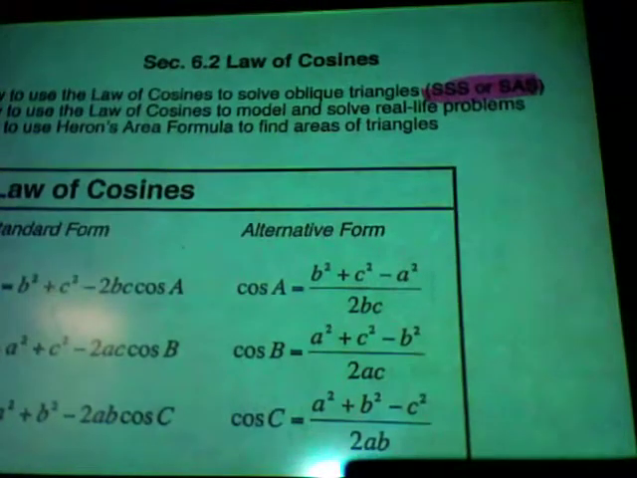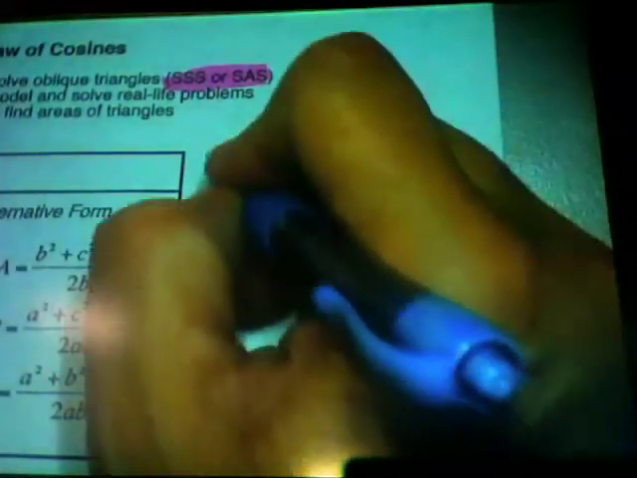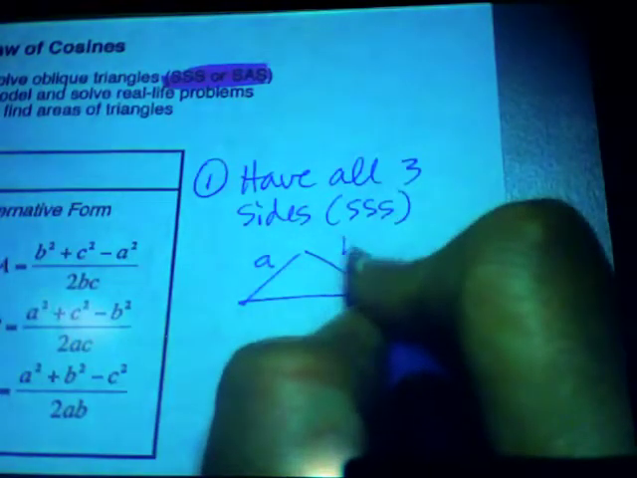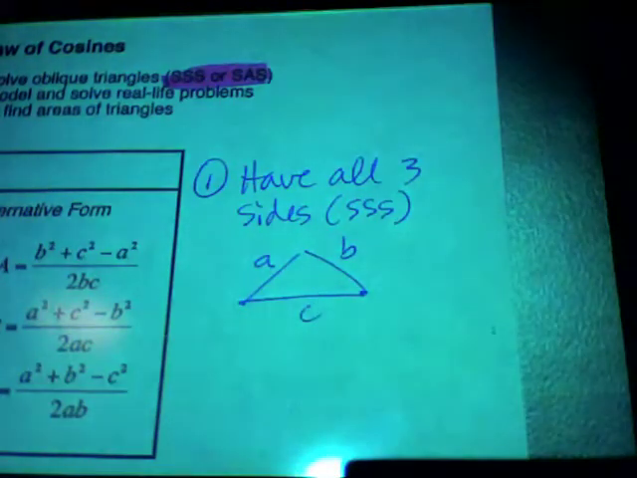So you can either write that down over here if you want to double emphasize it. So there's two cases. You have all sides, all three sides, SSS. So you'd have some triangle, acute or obtuse. You'd have A, B, and C. No interior angles whatsoever.